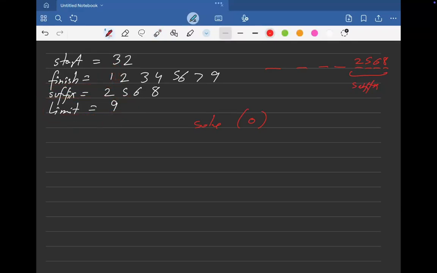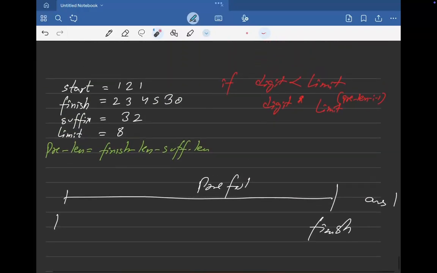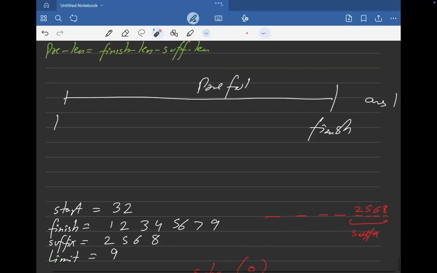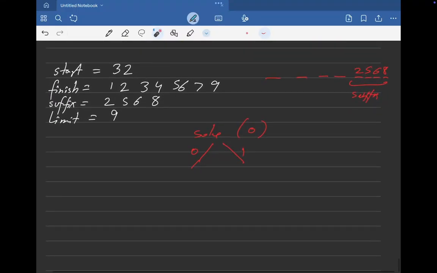So how many choices do I have? I have 1 choice, right? Since this digit is 1, I can only place from 0 to 1. So I have already told you, if my digit is less than the limit, I can only place that many digits that are present on that value.